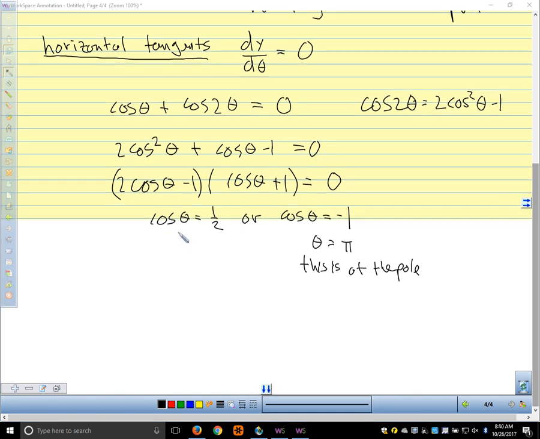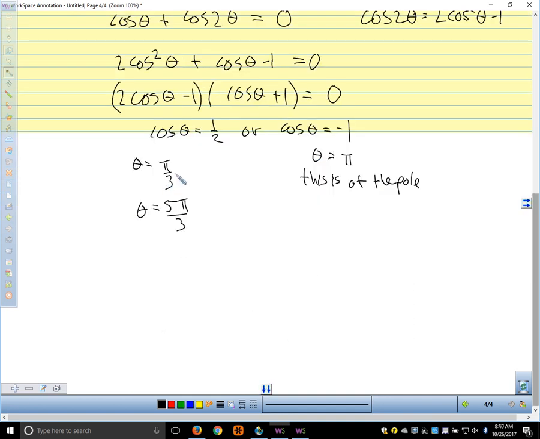Cosine theta equals 1/2. What does that give us? Theta equals pi over 3, and theta equals 5 pi over 3. And now we need to find our points of horizontal tangency. So we plug that back into r equals 2 plus 2 cosine theta, and we find our points: 3 at pi over 3 and 3 at 5 pi over 3. And did we decide we should have 2 horizontal tangents?